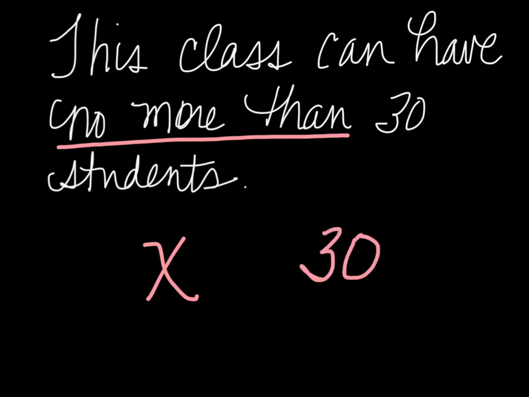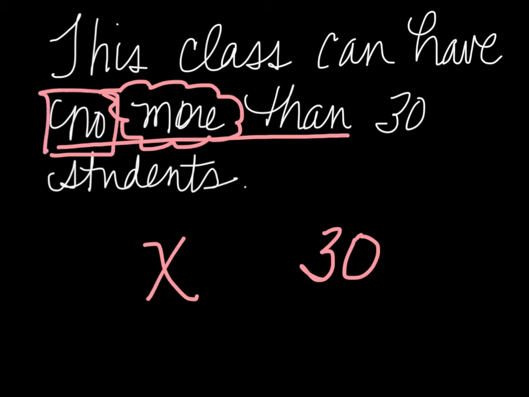No more is kind of tricky because I think usually when students see more, they think greater, but that no actually negates that. Something being no more than 30 is really saying it can be 30 or anything less. So no more is really a less than or equal to.